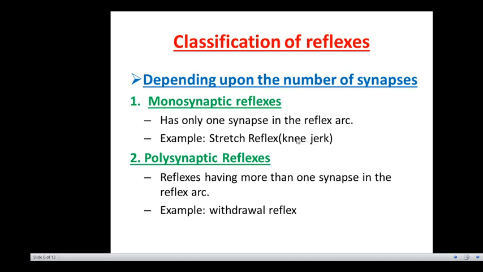That is actually in case of knee jerk. Knee jerk is the best example for monosynaptic reflex. Now, what do you mean by polysynaptic reflexes? Reflexes which have more than one synapse in the reflex arc, we call it polysynaptic. Poly means many. Example for polysynaptic reflexes, one of the best examples is withdrawal reflex.